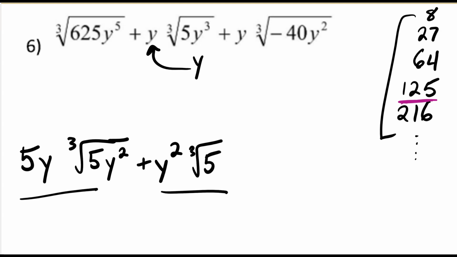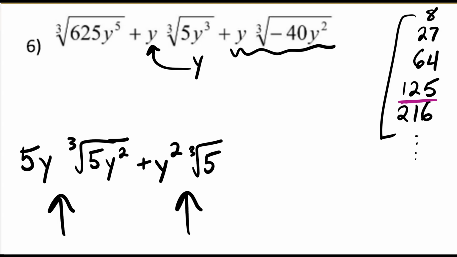These are not like terms. They don't have the same radicand, right, the same thing under the cube root. They don't have the same variable to the same exponent. So my hope is that when I simplify this third expression here, it will look something like this or something like this, so at least one pair of them will combine. So let's see what happens.